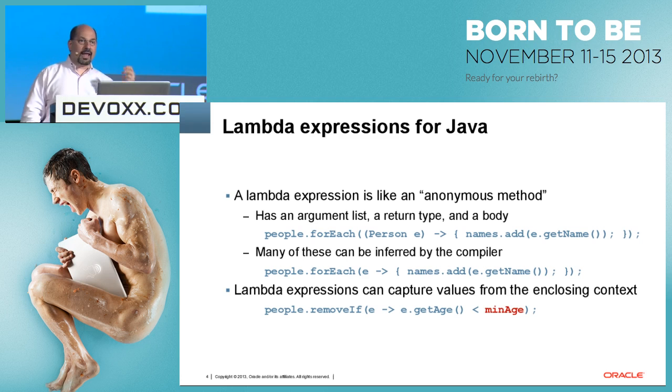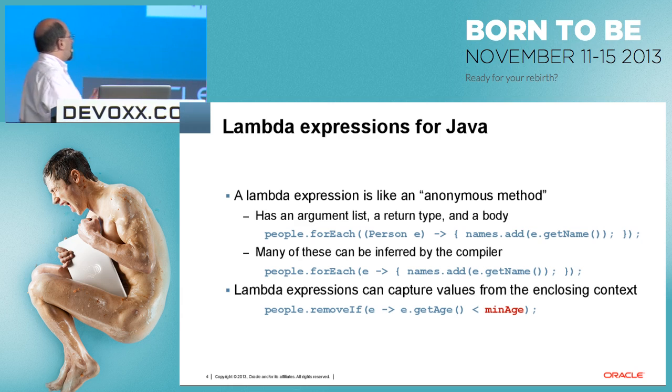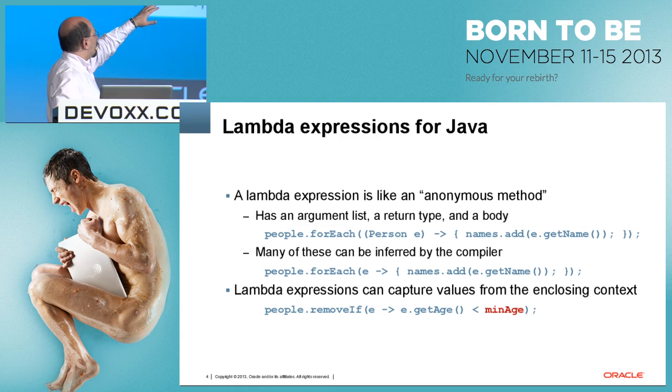Its argument list contains one item whose type is Person, and its body evaluates the expression names.add of e.getName, which is going to be void, and so nominally this Lambda expression is a function from Person to void.